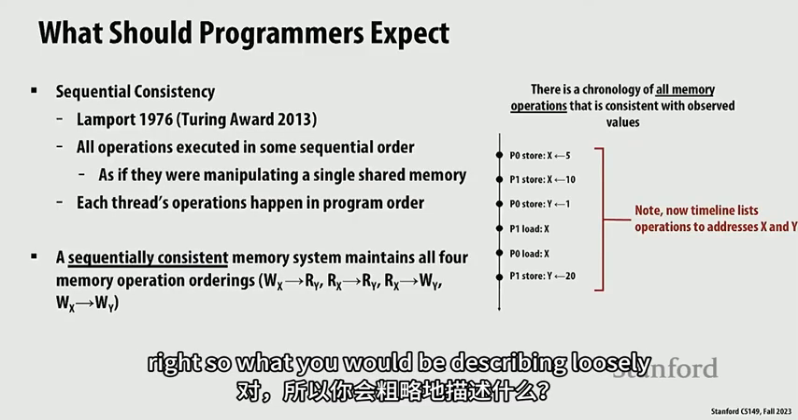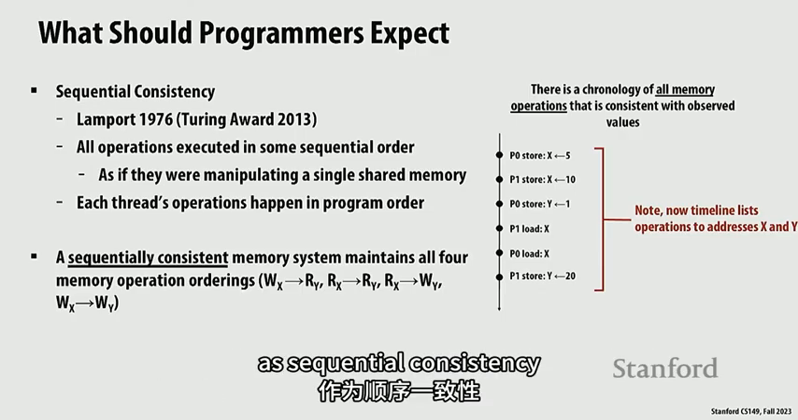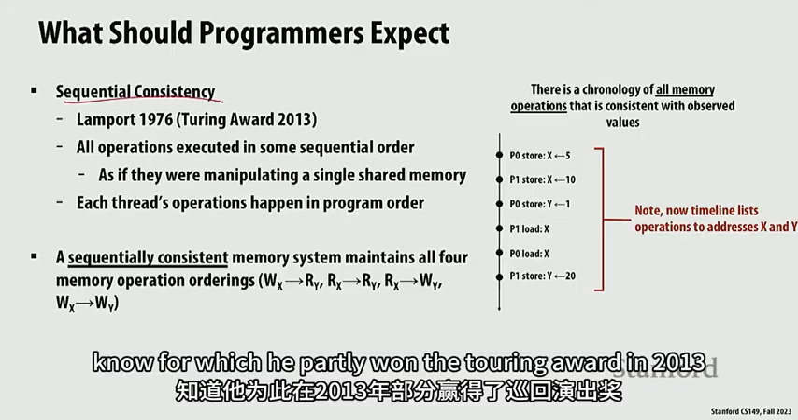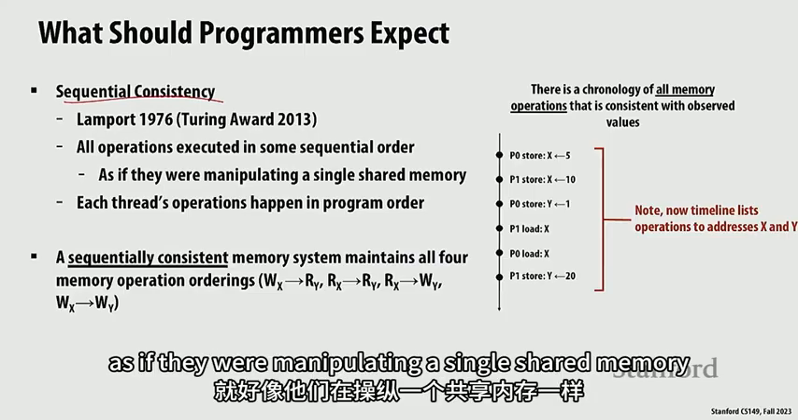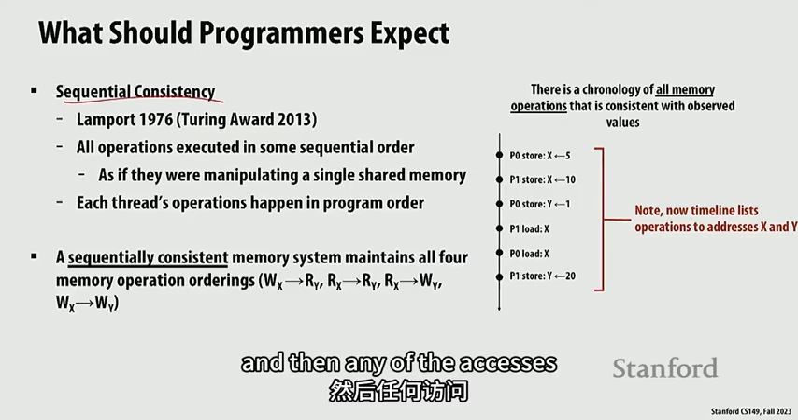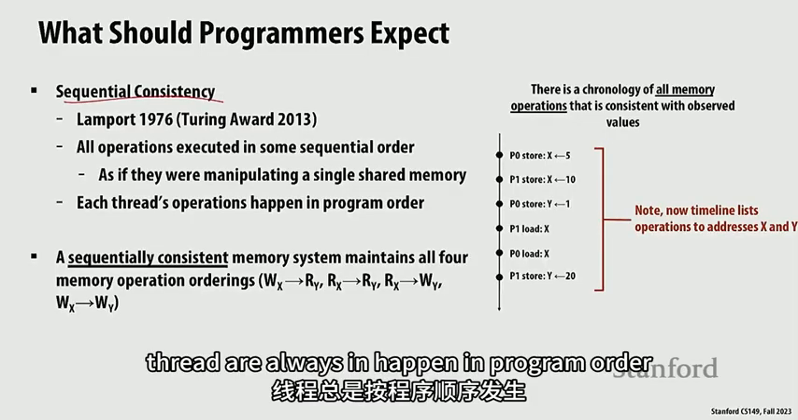So what you would be describing loosely is what was formally defined by Leslie Lamport in 1976 as sequential consistency. Sequential consistency, for which he partly won the Turing Award in 2013, basically says that all operations are executed in some sequential order, as if they were manipulating a single shared memory, and then the operations in any particular thread always happen in program order.